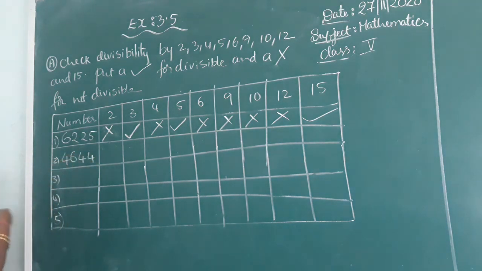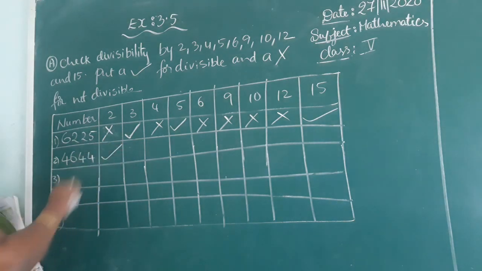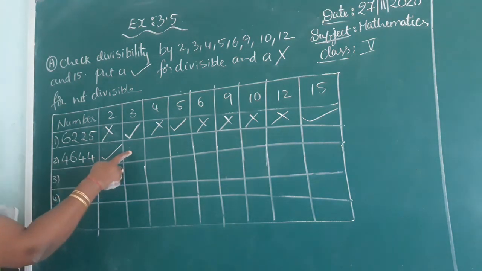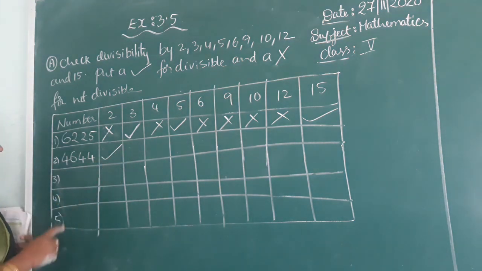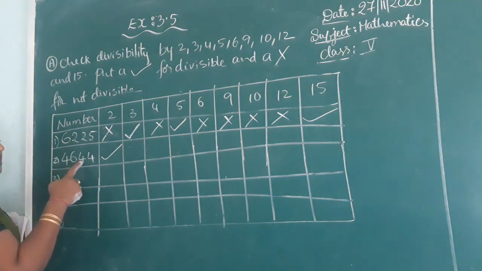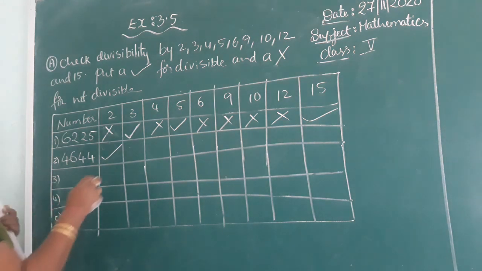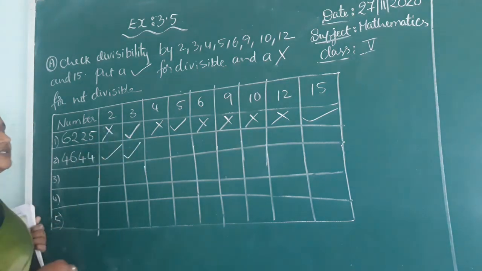4644. What type of number is it? It is an even number, not an odd number. An even number is divisible by 2 strictly. Yes. Next, what is the divisibility rule for 3? Sum of the digits. 4 plus 6, 10, 10 plus 4, 14, 14 plus 4, 18. 18 is in the 3 table, so it is divisible by 3 also.